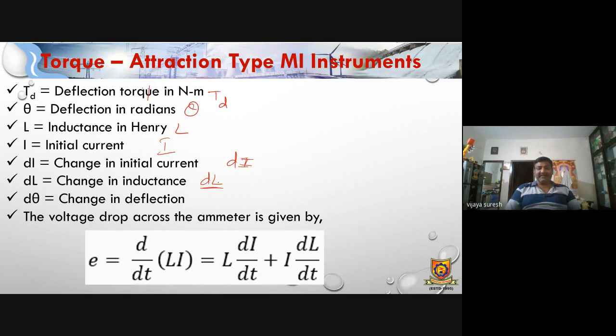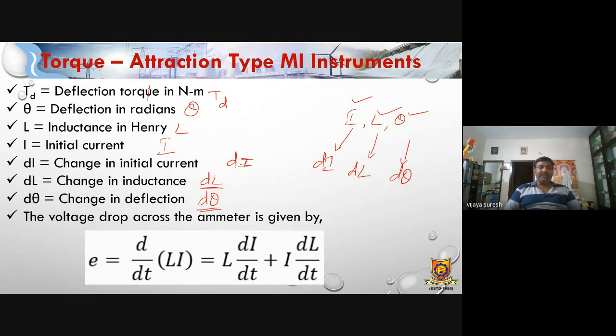L stands for inductance, right? Theta, d theta, is the change in angle of deflection. So I will be there, L will be there, theta will be there: current, inductance, and angle of deflection. Now we can observe the change. As the input increases, the current will increase. I becomes dI, L becomes dL, and theta becomes d theta.